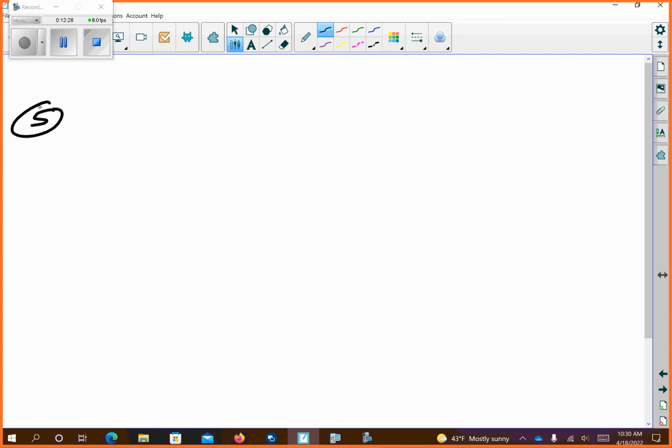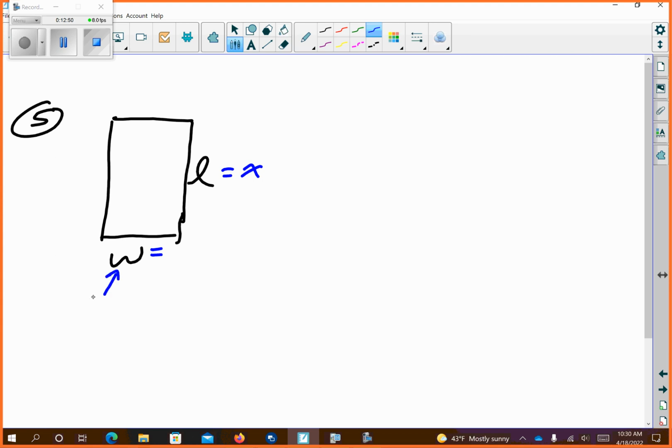Number 5, the bay, which I guess is the base. Okay, so we have a rectangle. So we have a length and we have a width. Okay. So we're going to call the length x. And they call it bay. I believe it's supposed to be base. So the base of a rectangle is 4 inches less than twice the width.